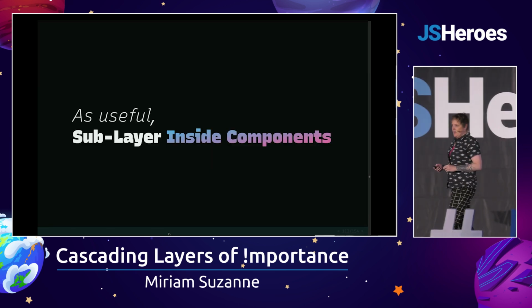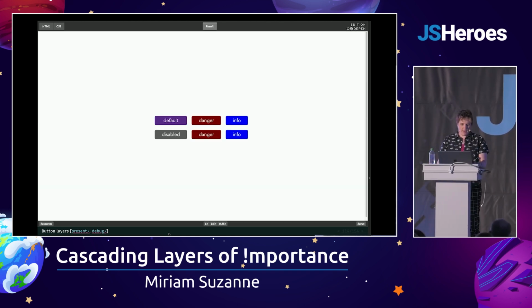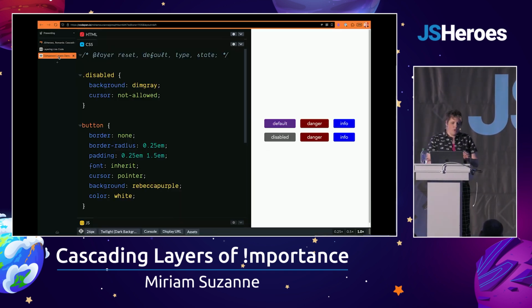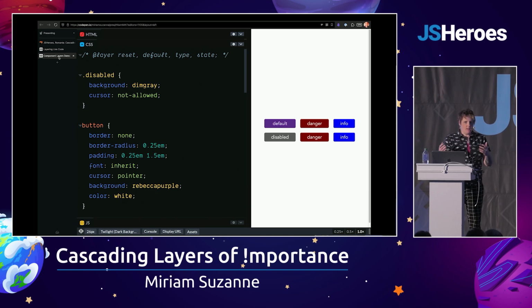As useful, you can layer inside of components. I do find this useful sometimes. I would not create a layer for each component. That's not quite the right semantics. Components are more of a scope than they are a cascade concept, right? We don't need our button styles to override our link styles or something. We need, instead, within a button, we might have some different types of things.